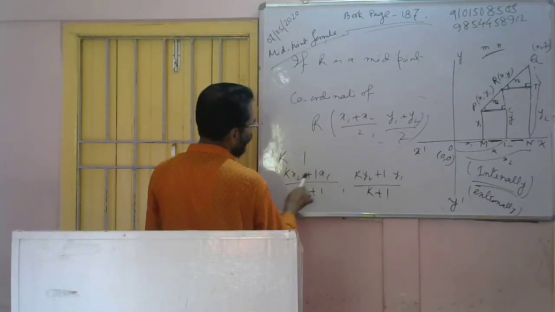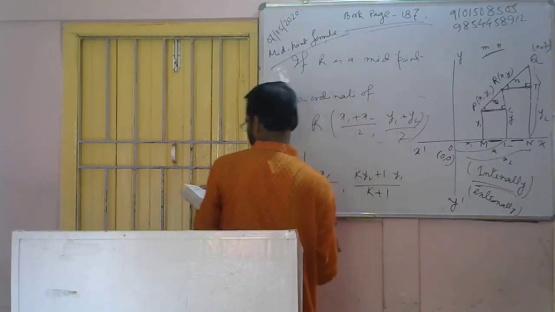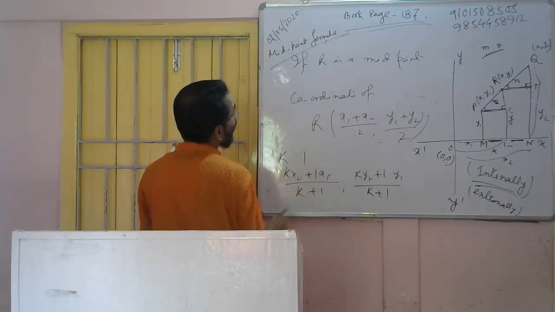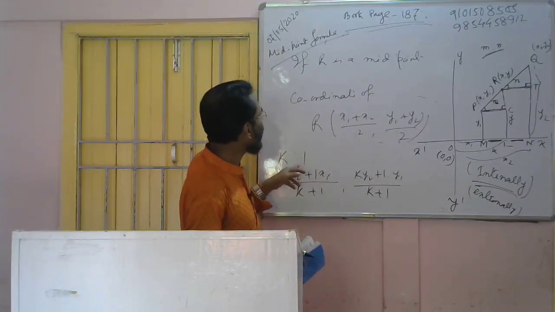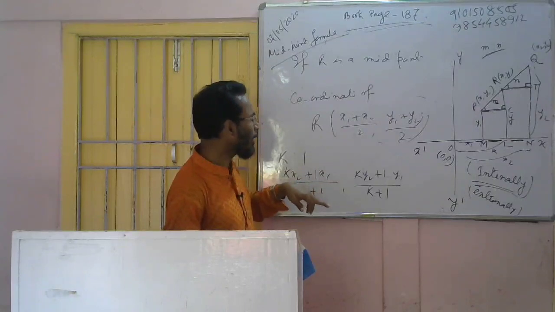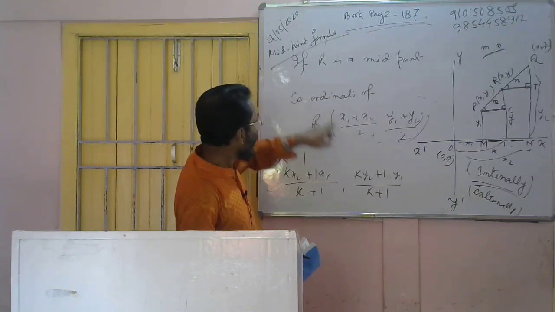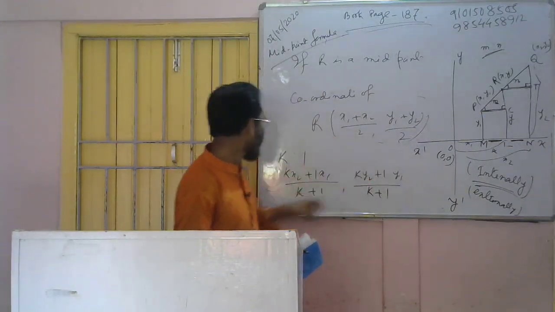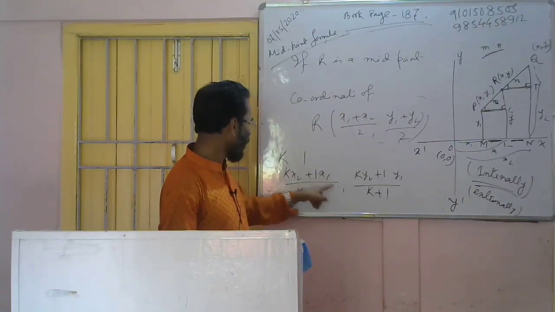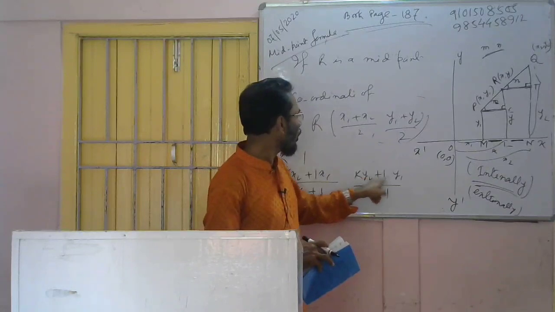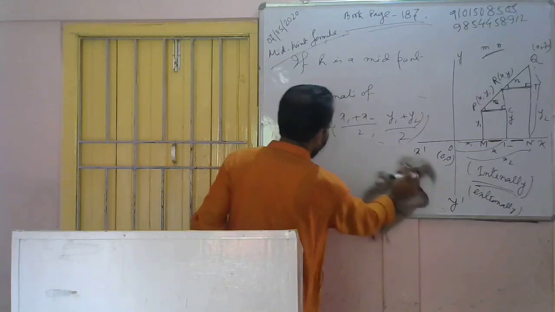So this is (k x2 plus 1 x1) by k plus 1, and (k y2 plus 1 y1) by k plus 1. In the corollary of the section formula, four formulas are there. If it is internal, then it is plus. If it is external, then it is minus. The midpoint formula is (x1 plus x2 by 2, y1 plus y2 by 2), and for the ratio k is to 1, it is (k x2 plus 1 x1) by k plus 1 and (k y2 plus 1 y1) by k plus 1. The last formula we will discuss elaborately in class.